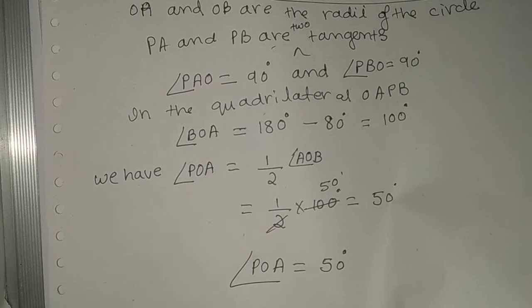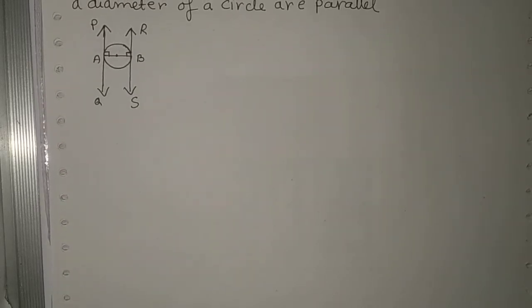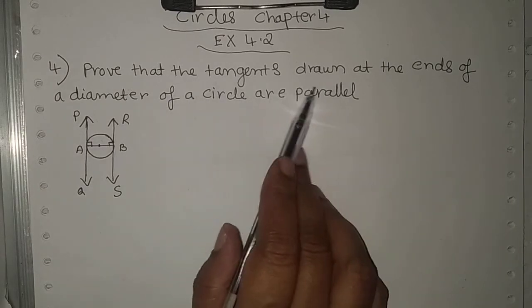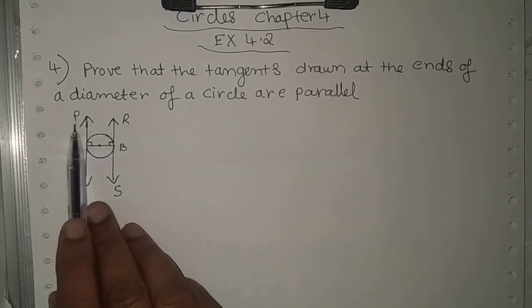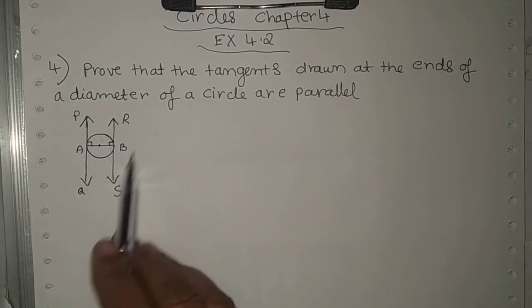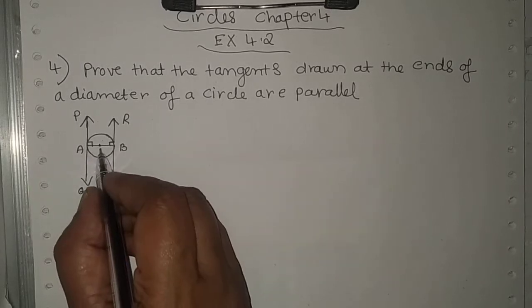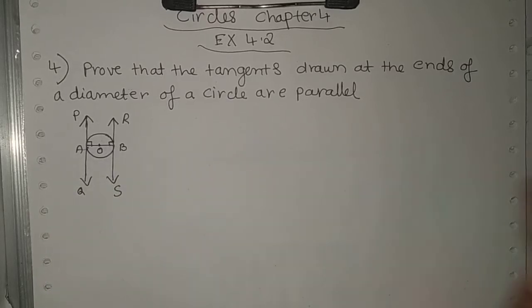So we move on to the next one. Next question, that is the fourth question. So fourth question, we have to prove. So 3 multiple choice questions we finished. The fourth one is a proof. So prove that the tangents drawn to the end of the diameter of the circle are parallel. So this is the circle, 2 tangents, that is PQ and RS to the circle, with the center marked as O, and this is a line joining the 2 tangents.